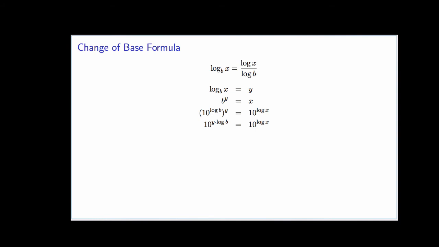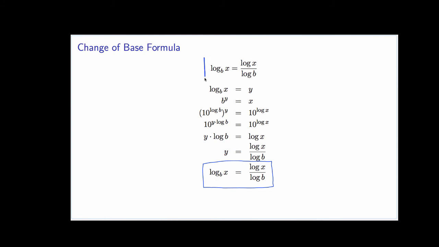We now have our equation with a common base, a base of 10 on both sides of our equation. So we can equate the exponents and we get y times log b is equal to log x. And solving for y, remember y was this quantity log base b of x that we want to solve for, we get y is equal to log x over log b. Therefore, we conclude that the log base b of x is equal to the common log of x, or the log base 10 of x, divided by the common log of b.